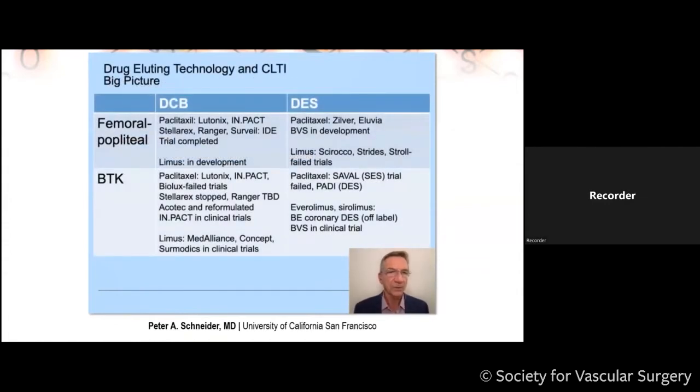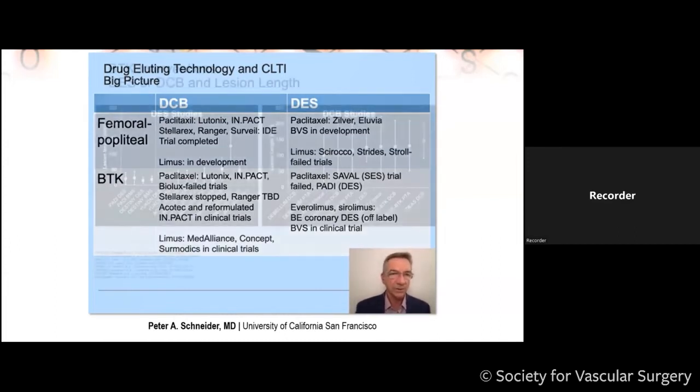So this is what the big picture looks like for drug-eluting devices. In the FEMPOP segment and the BTK segment, there have been lots of programs for both drug-coated balloons and drug-eluting stents. In the FEMPOP segment, most success has been with paclitaxel for both balloons and stents, several of which are approved. In the BTK segment, it's less clear. There have been failed efforts now in both paclitaxel and substantial new development of limus delivering compounds, which I'll discuss.